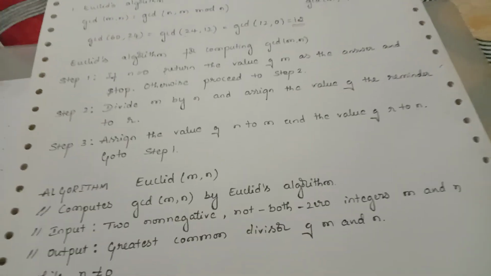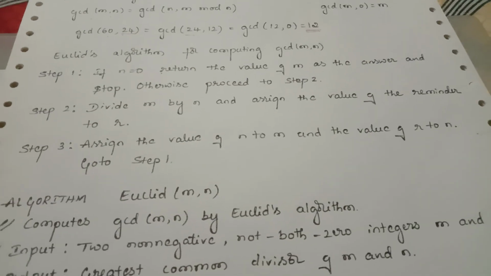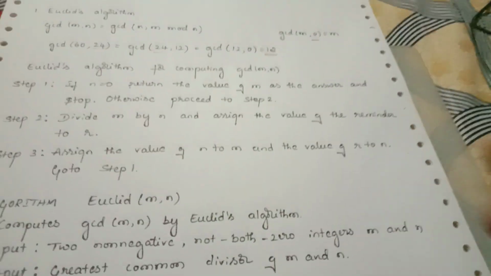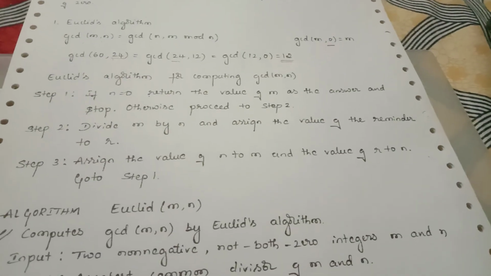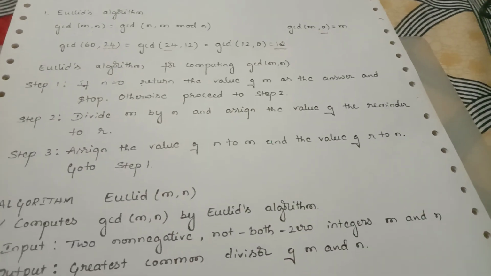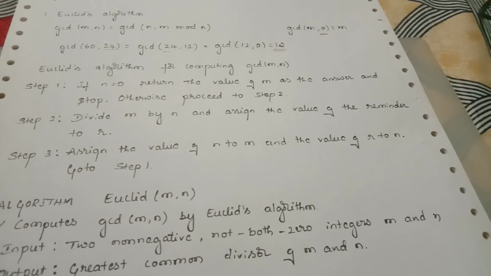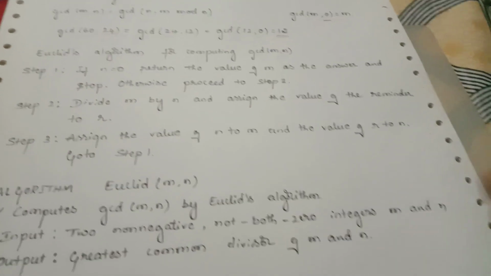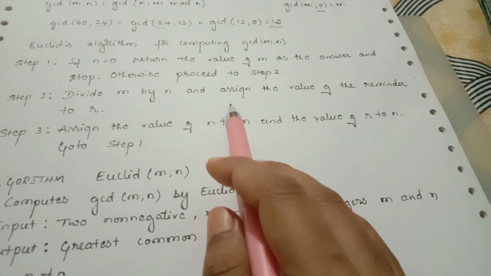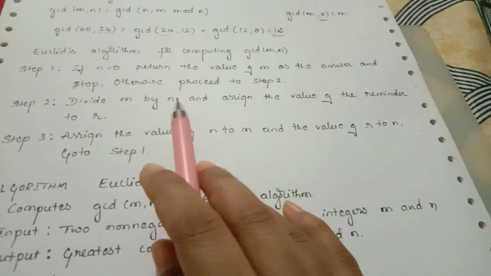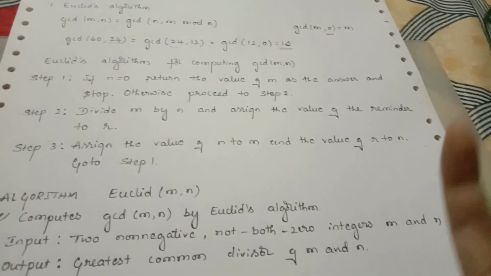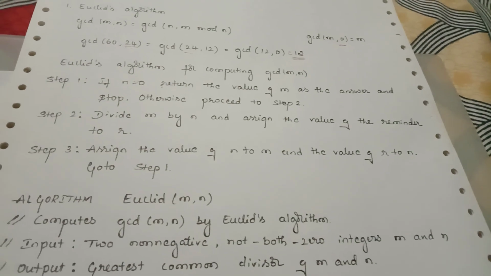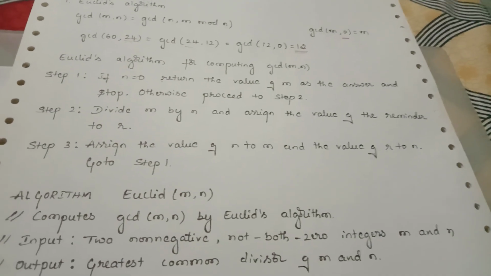In step 1, if n is equal to 0, you can just return the value of m as the answer. Otherwise, you have to proceed to step 2. What is there in step 2? First we have to divide m by n and assign the value of the remainder to r. Let us take another variable called r, and there we assign the remainder value, that is m mod n.